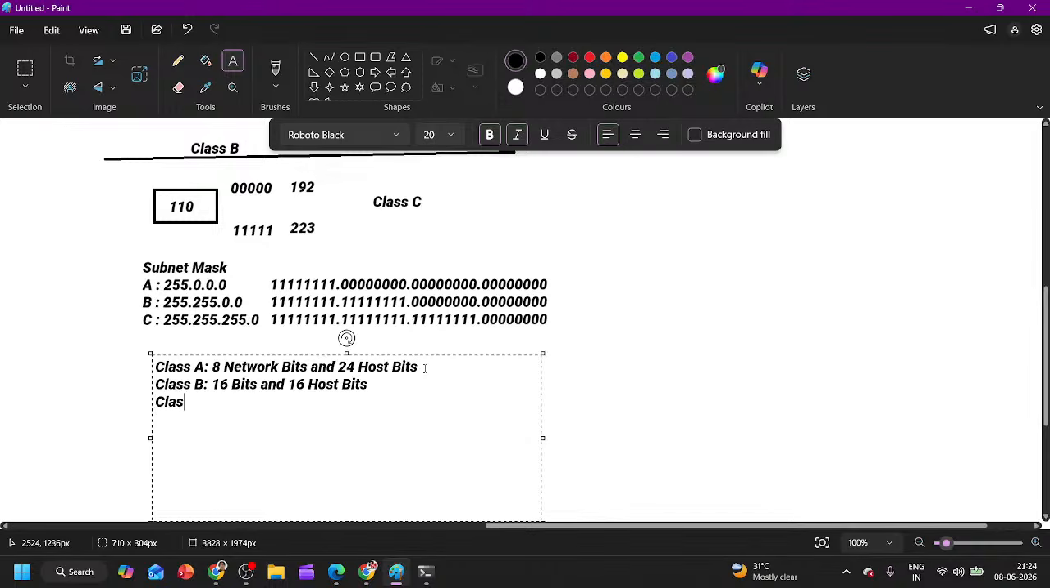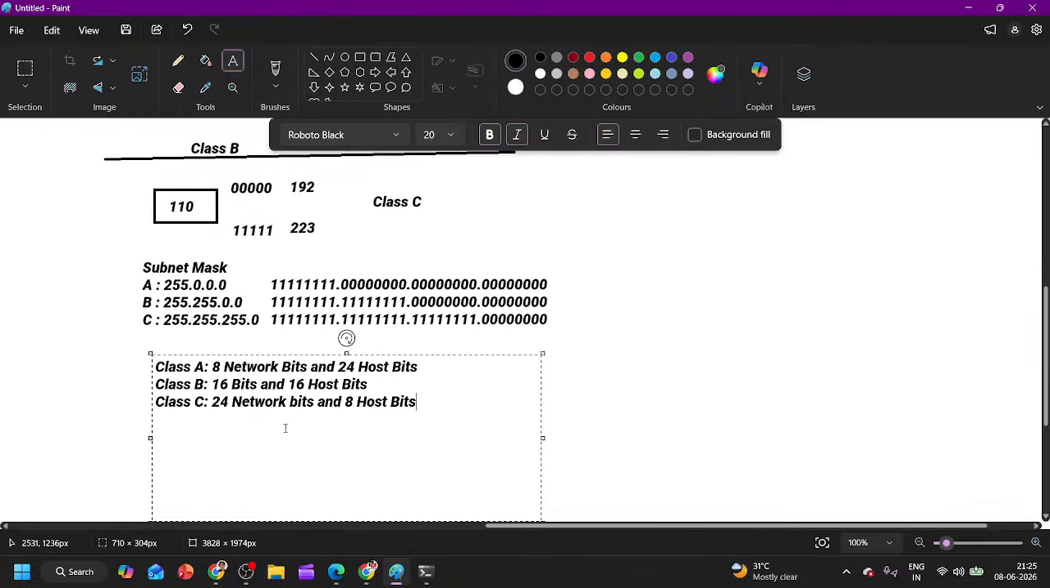And in class C we have 24 network bits and 8 host bits. See, in class A we have lots of host bits. In class C we have few host bits, only 8. In class A we have very few network bits. In class C we have lots of network bits. It means in class C we can have lots of different networks.